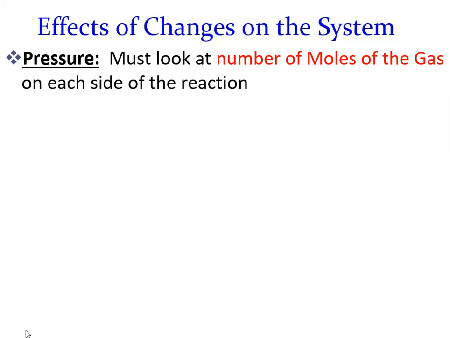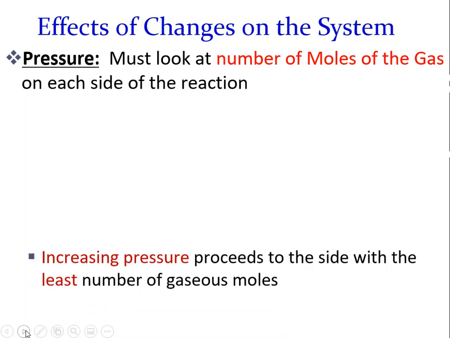Well, you must look at the number of moles of the gases on each side of the reaction. Obviously, the pressure effects are only going to happen with systems of equilibrium that have gases in their reactants and products, because gases are really the only ones that are going to be bouncing off the walls of the container and causing pressure.